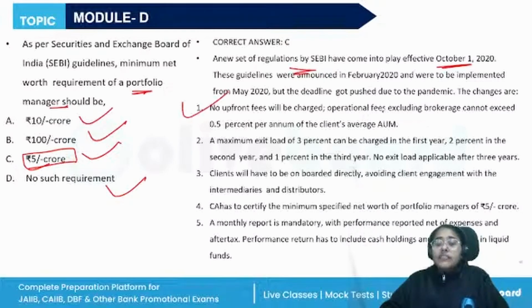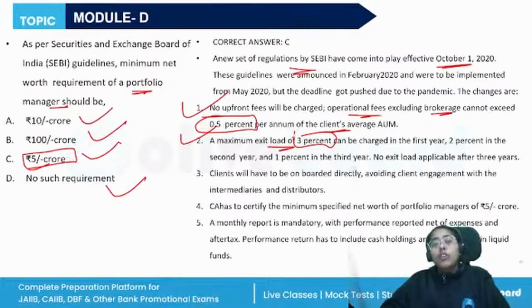No upfront fees will be charged. Operational fees excluding brokerage cannot exceed 0.5% per annum of the client's average AUM. Then the maximum exit load of 3% applies if the client no longer wants to continue the portfolio management services. They can exit, but a maximum exit load of 3% can be charged in the first year, 2% in the second year, and only 1% in the third year. If they exit after 3 years, then no exit load is applicable.